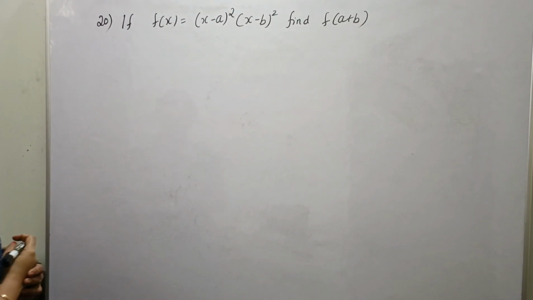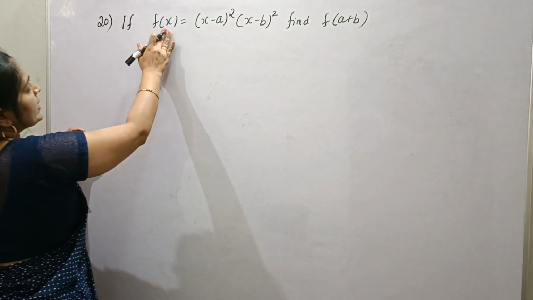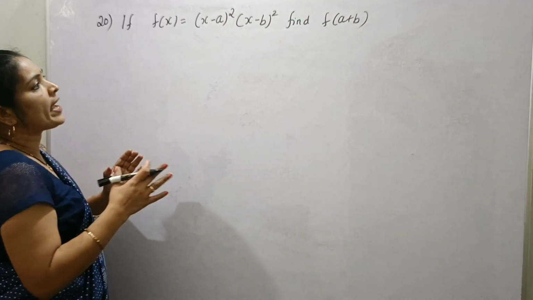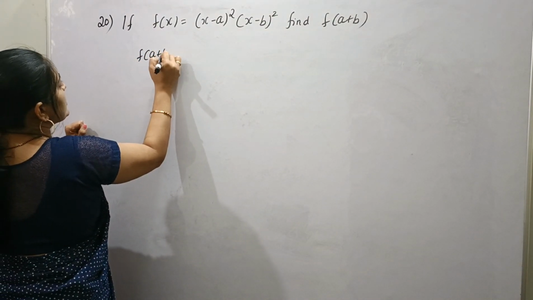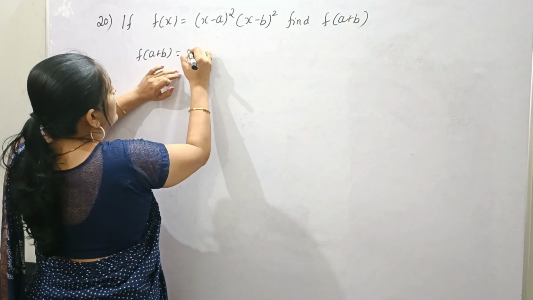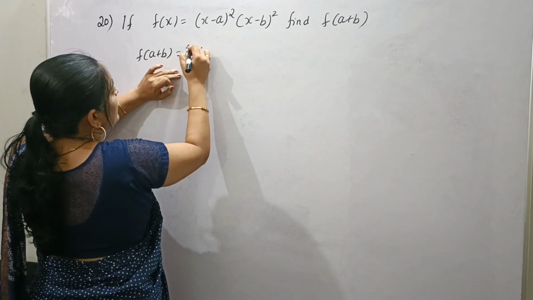If f of x is equal to x minus a whole square into x minus b whole square, find f of a plus b. F of x is equal to this one. So to find f of a plus b, in place of x, put a plus b. So f of a plus b is equal to, substitute x as a plus b.